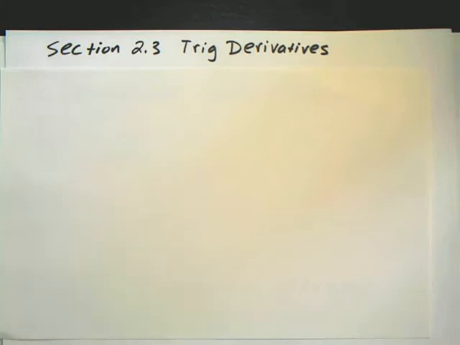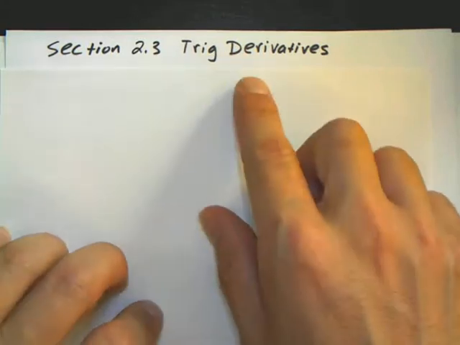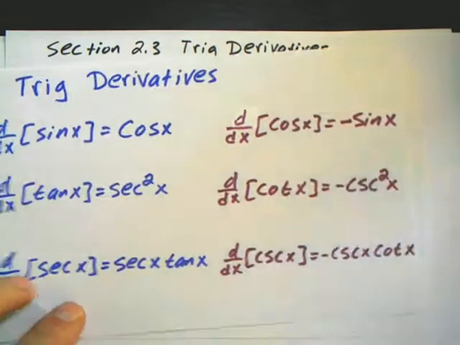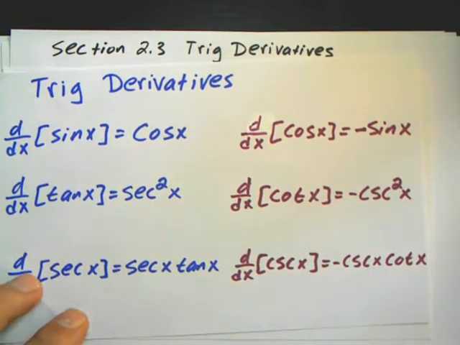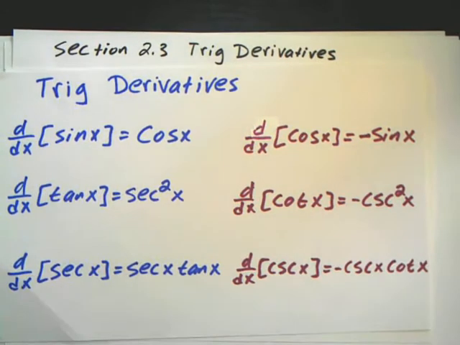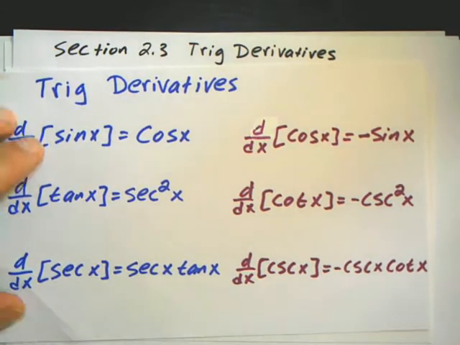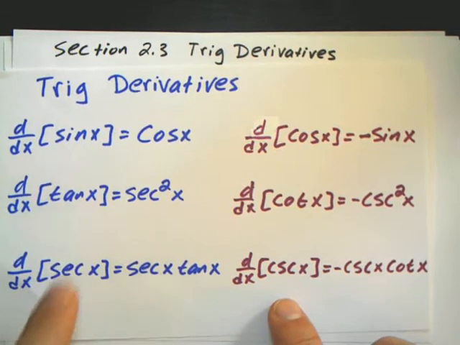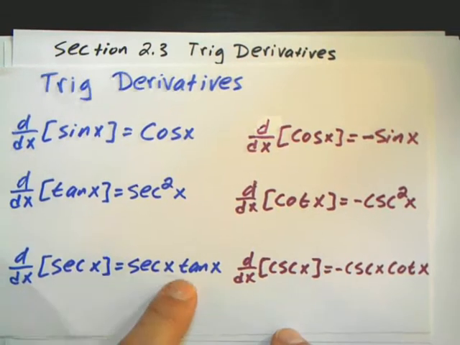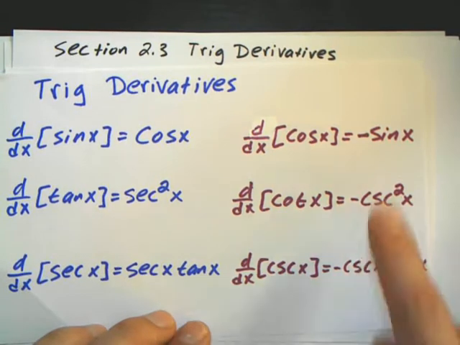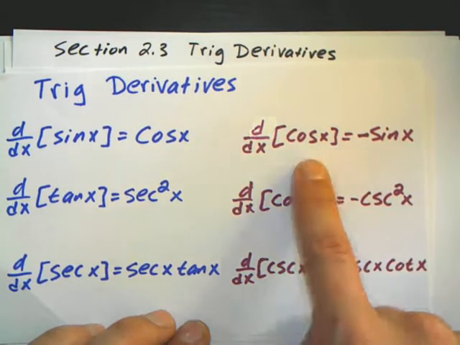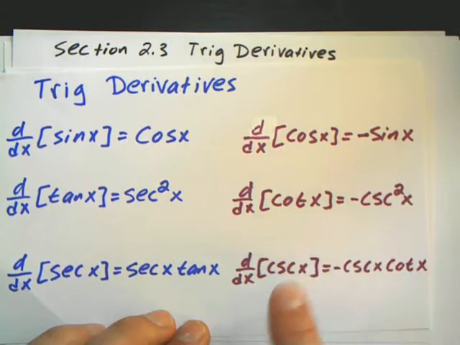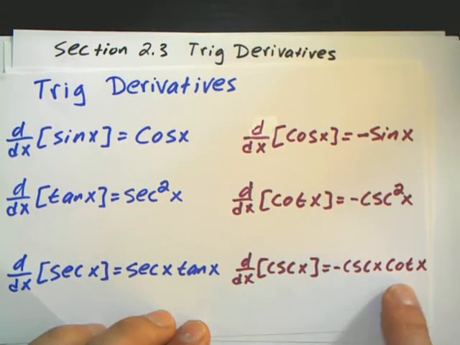Continuing with section 2.3, we introduce some trig derivatives, and this section has 6 more derivative rules to memorize. What I did was put the derivatives that were positive over here on the left, meaning the derivative of sine is positive cosine, tangent is secant squared, and secant is secant tangent. And the negative derivatives are over here on the right side. So cosine is negative sine, cotangent is negative cosecant squared, and cosecant is negative cosecant cotangent.